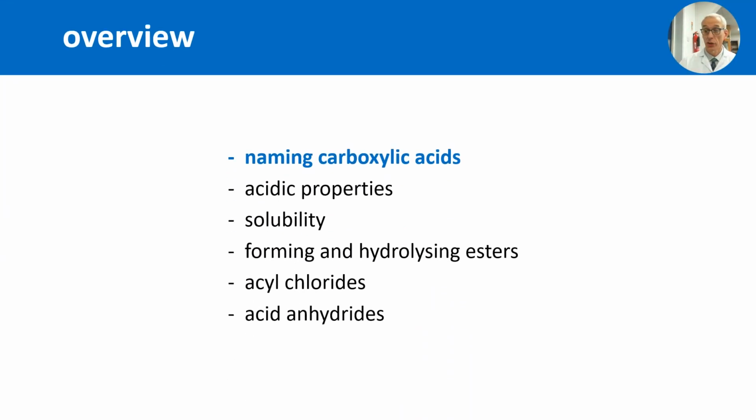We'll start with the naming of carboxylic acids, move on through acidic properties and reactions, solubility, forming and hydrolysing esters, acyl chlorides, and then acid anhydrides.